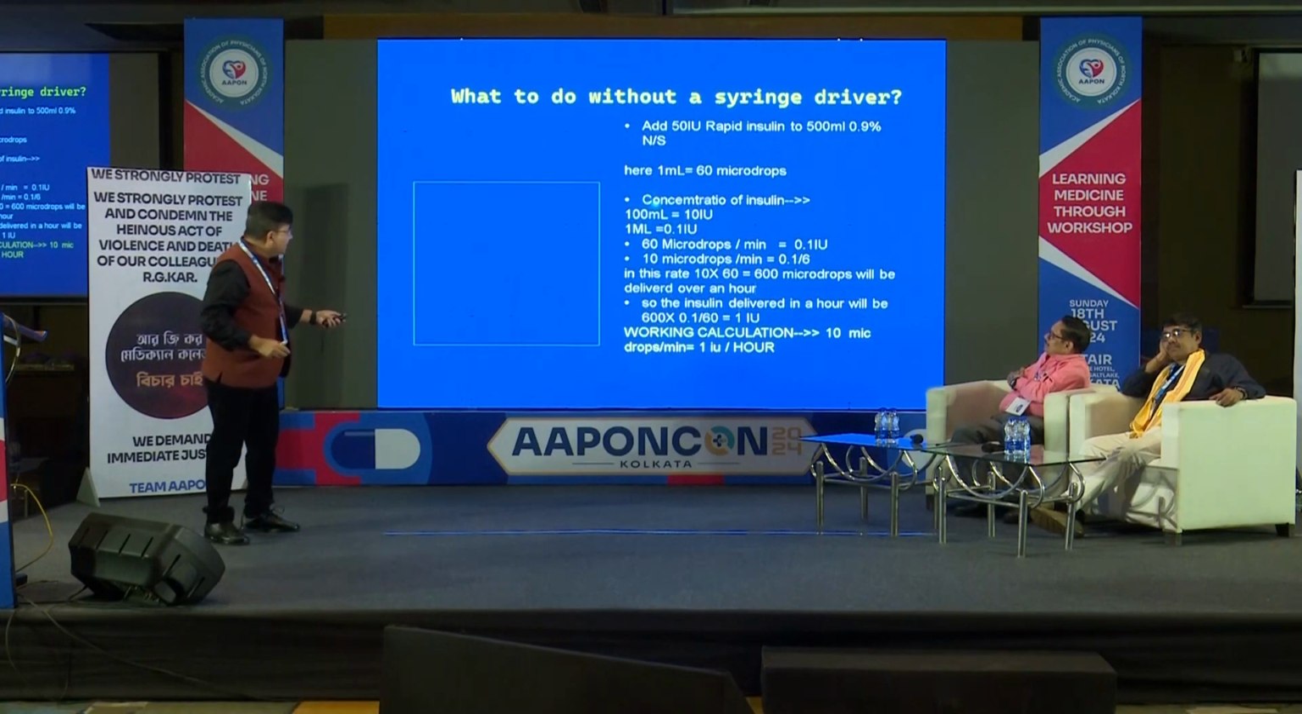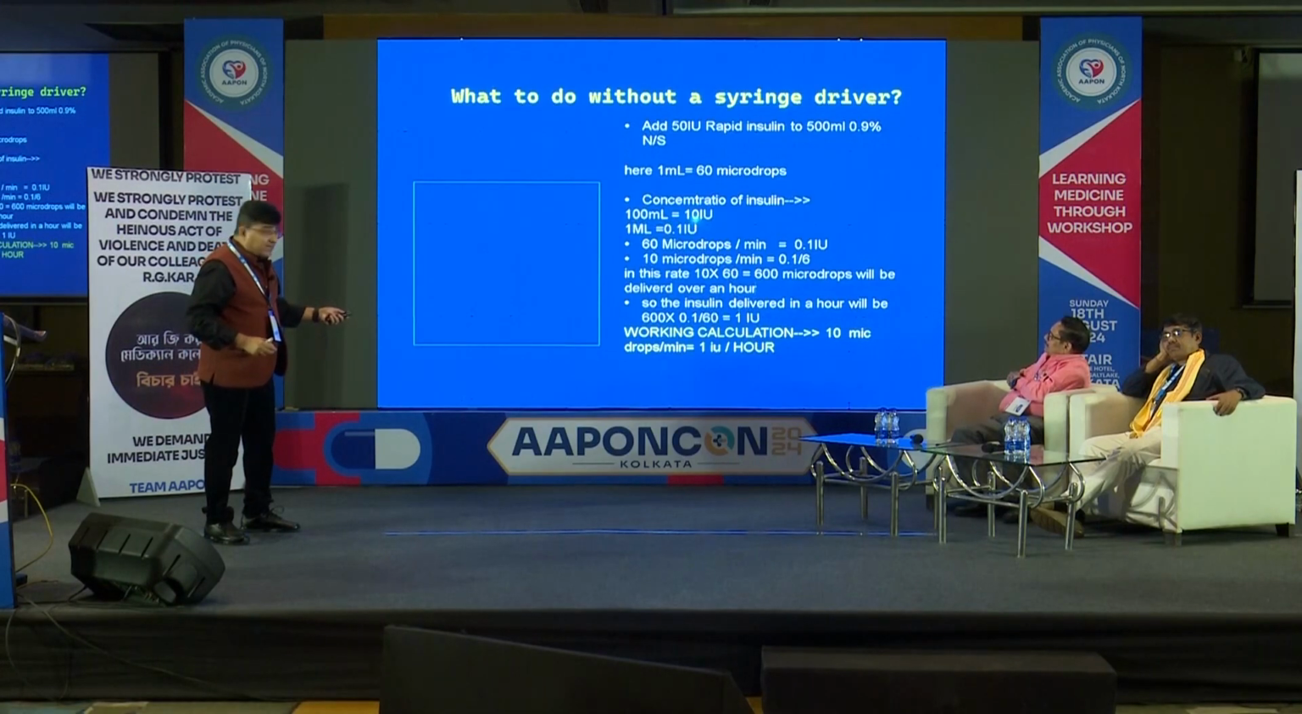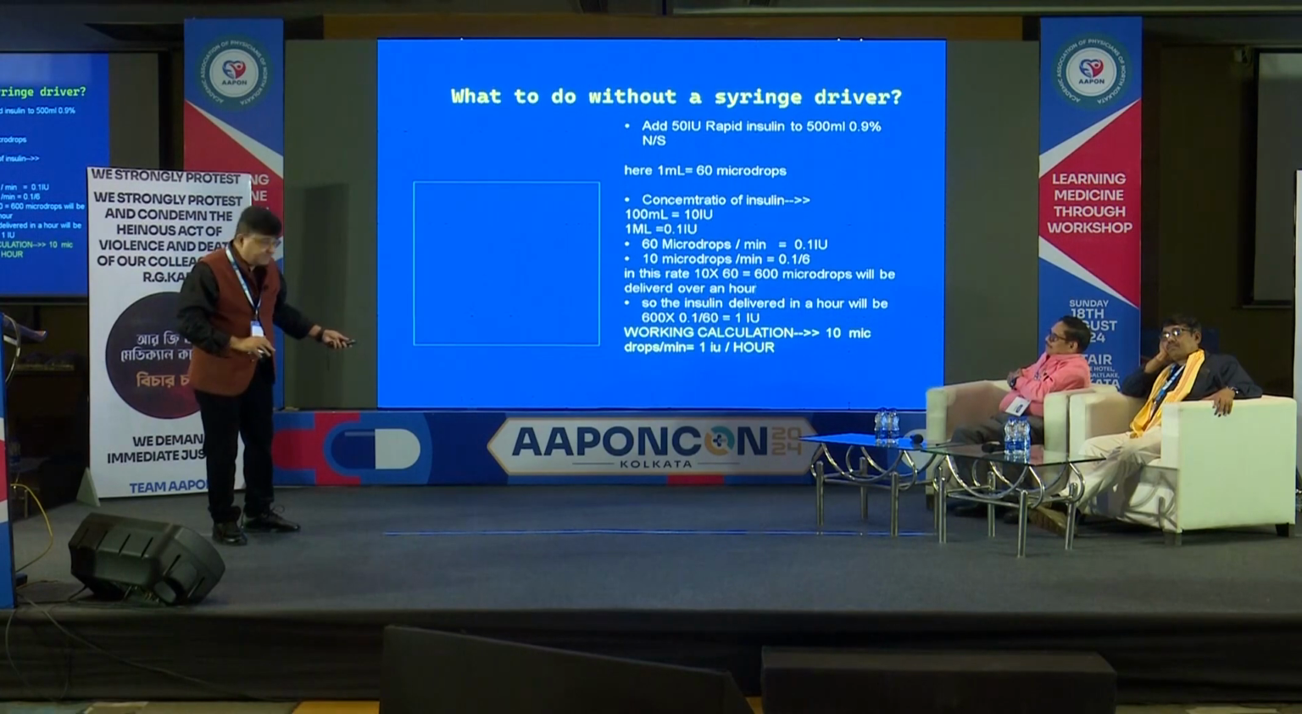Now here the concentration of insulin is 100 ml equal to 10 international units in this. That means if you use 60 microdrops per minute, you are actually delivering 0.1 international unit. That means if you are using 10 microdrops per minute, then you are delivering 0.1 divided by 6. It is clear up to this part.